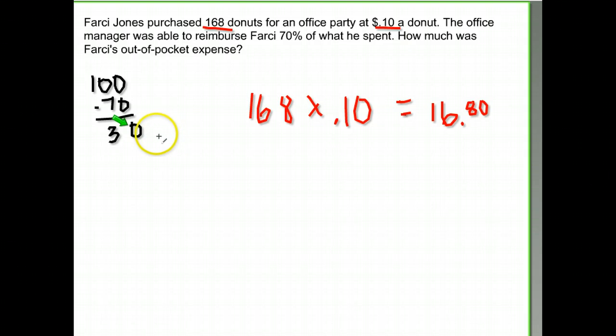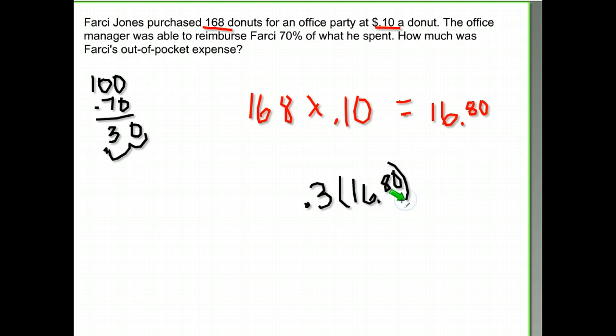Change that percent to a decimal. So move the decimal two places to the left. So we have 0.3. So to find his cost, he paid 30% of the $16.80. We're going to take 0.3 times 16.80. Okay, good. So he ended up paying $5.04, and the company paid the rest. All right, good job.